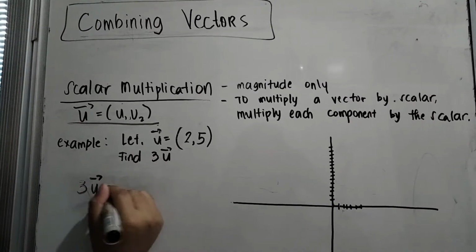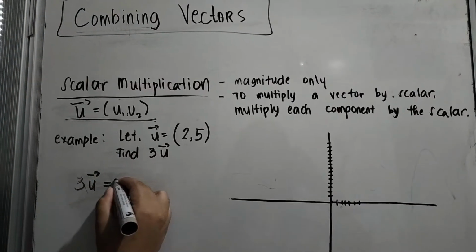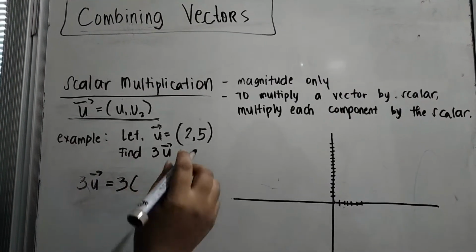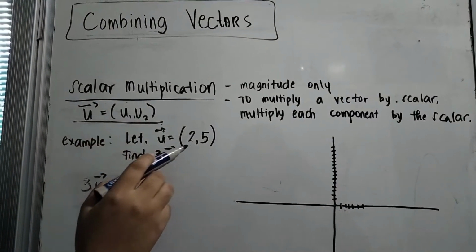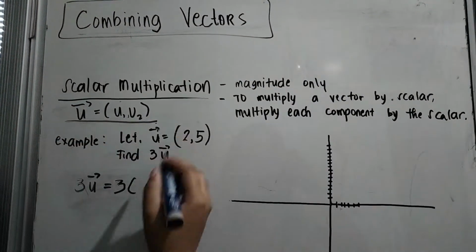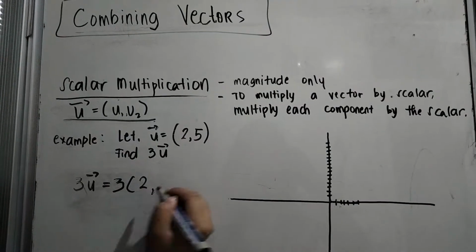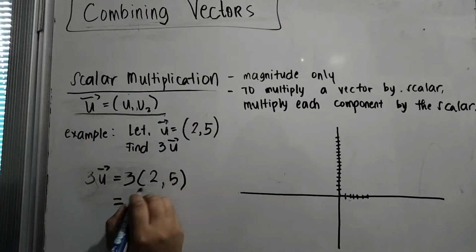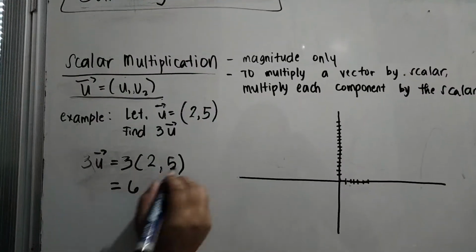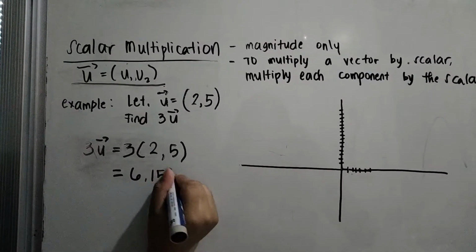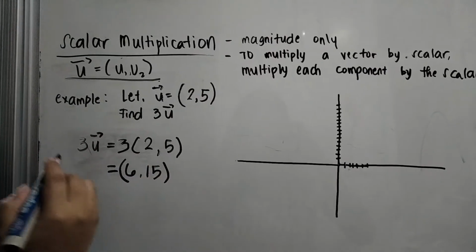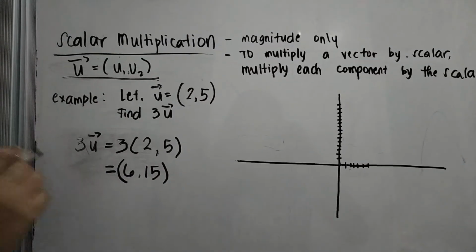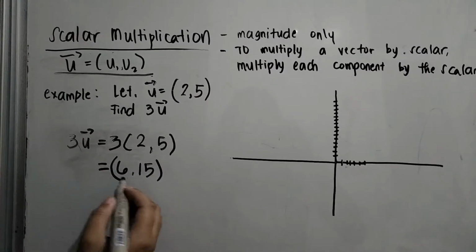Vectors of u is equals to... lagay natin yung 3 and substitute natin yung given sa formula. Yung u sub 1 is 2 and u sub 2 is 5. 3 times 2, 6, and 3 times 5 is 15. So, ang ating 3 vectors of u is 6 and 15.